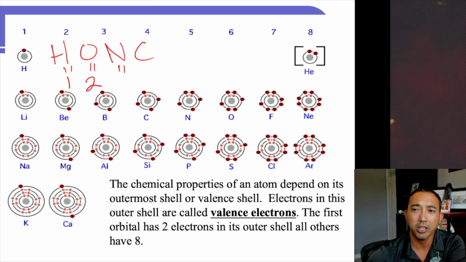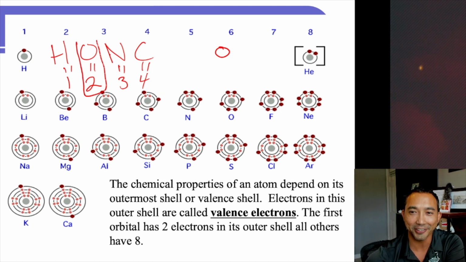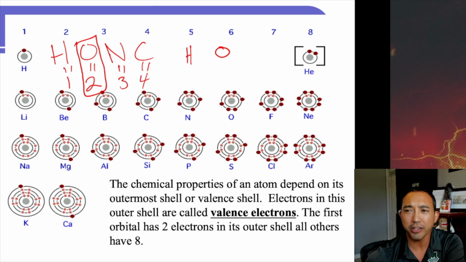Oxygen has 2, nitrogen has 3, and carbon has 4 valence electrons. What does that mean? It means if I had the most common molecule that all of you know, H2O, oxygen needs 2 bonds. He needs to share with somebody. So what we do, we add a hydrogen here.